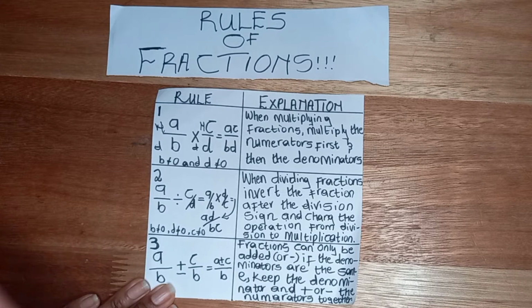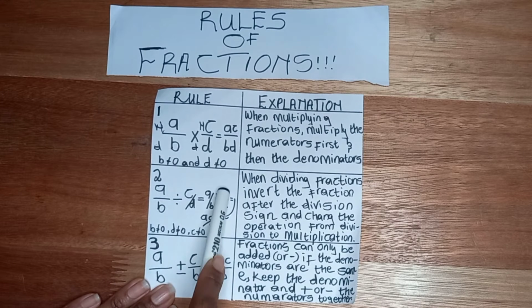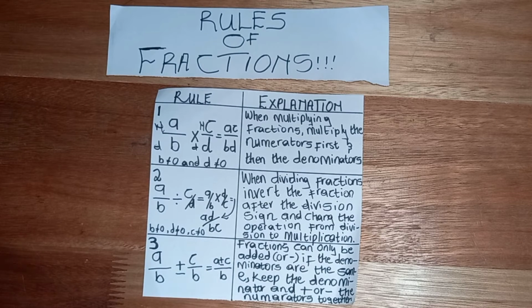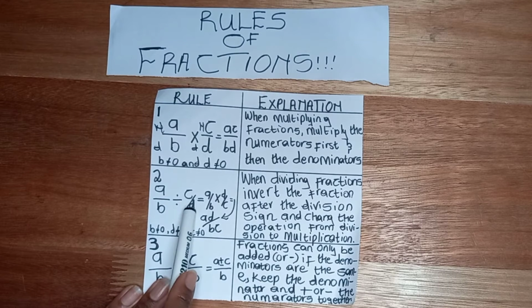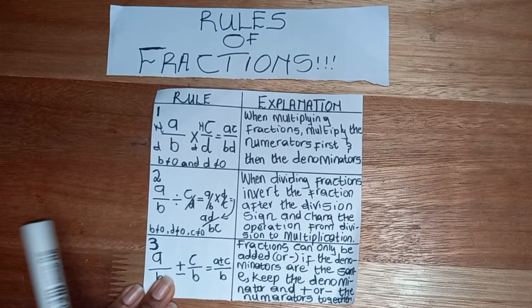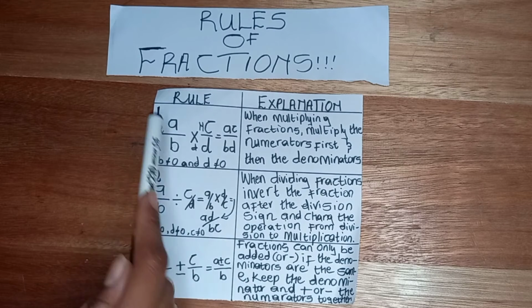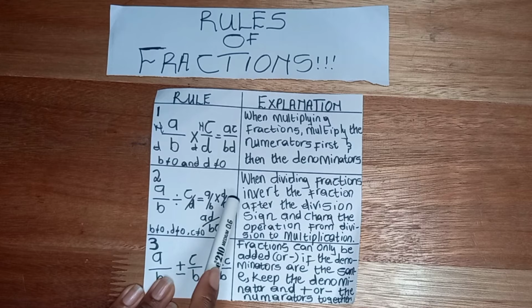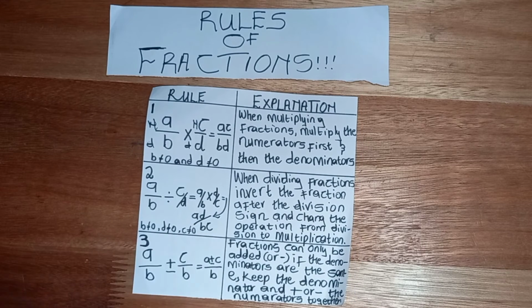So you're basically going to keep the fraction before the division sign. You're going to keep it a over b, and then now you change your division sign into multiplication sign. After you change it, you invert the fraction after it. So you're going to turn c over d upside down. We have turned it upside down, there it is. And then you multiply like you did in the first rule. A multiplied by D, AD, over B multiplied by C, BC.